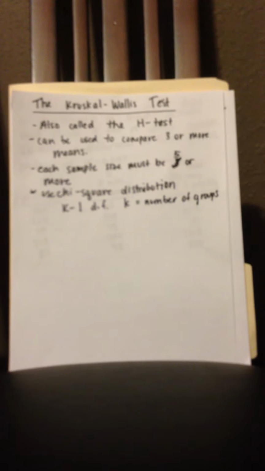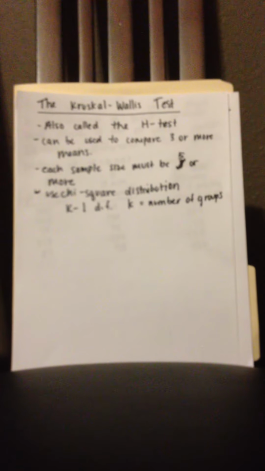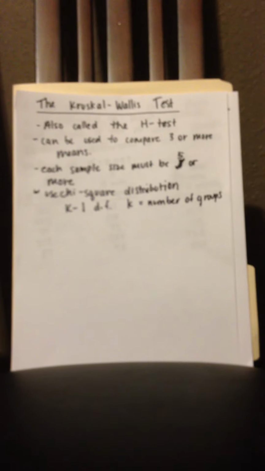With the Kruskal-Wallis test, use the chi-squared distribution to find the critical value, and the formula for the degrees of freedom to look up the critical value in the chi-squared distribution table is k minus 1, and k equals the number of groups.